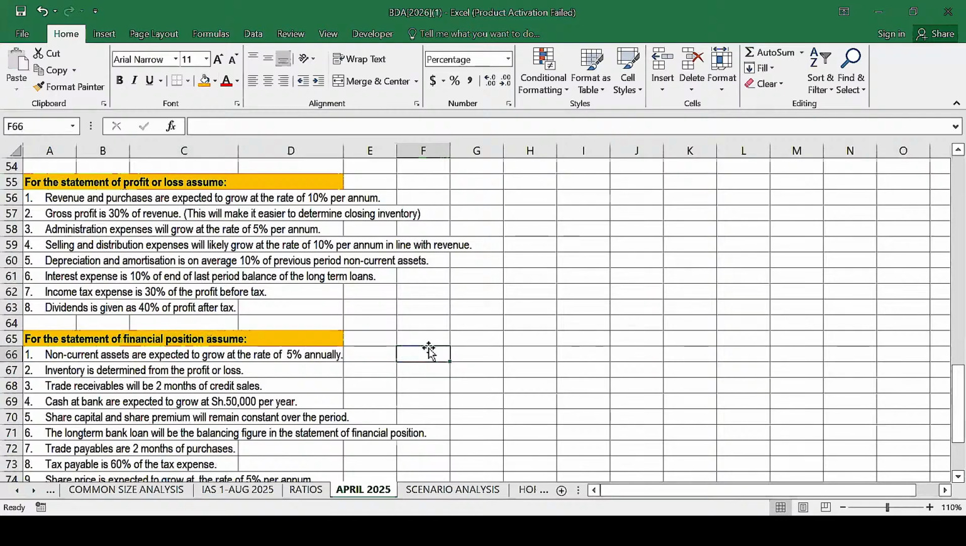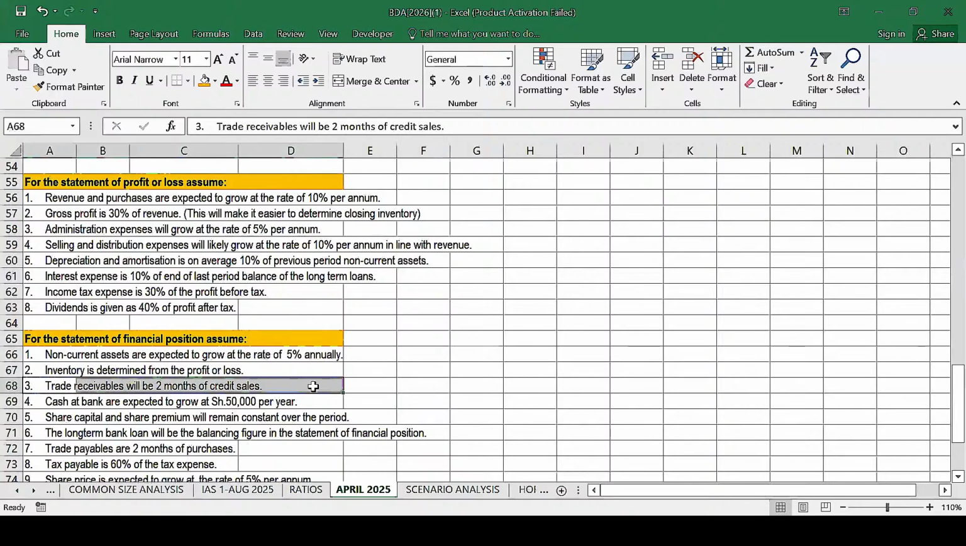Number 1, you're told the non-current assets are expected to grow at the rate of 5% annually. Then from there, we are told inventory is determined from the profit or loss. Number 3, we are told trade receivables will be 2 months of the credit sales. Now, what do you mean by this?